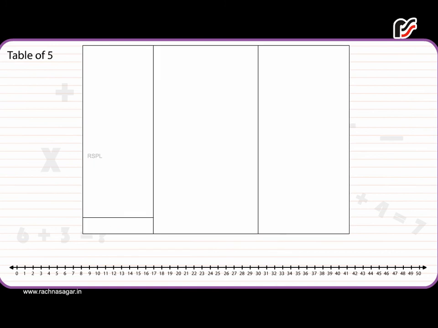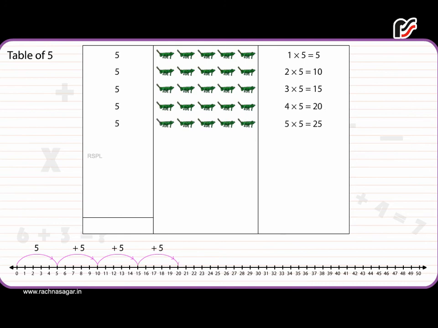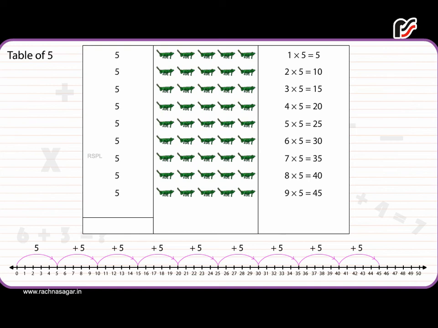Table of 5. 1 times 5 is equal to 5. 2 times 5 is equal to 10. 3 times 5 is equal to 15. 4 times 5 is equal to 20. 5 times 5 is equal to 25. 6 times 5 is equal to 30. 7 times 5 is equal to 35. 8 times 5 is equal to 40. 9 times 5 is equal to 45. 10 times 5 is equal to 50.